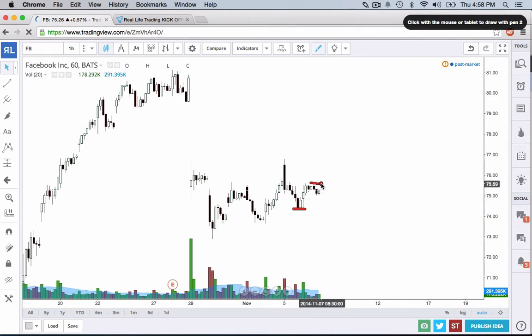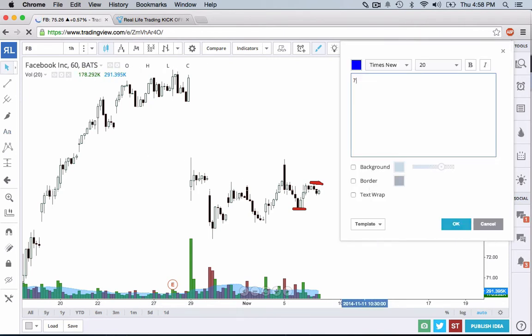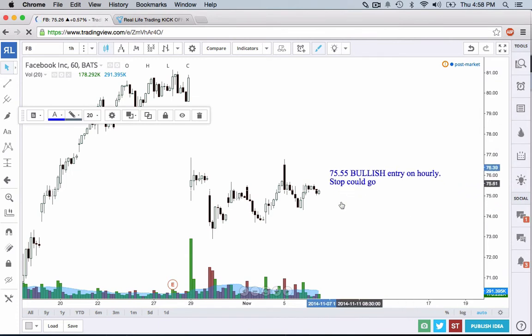So right about here, if we start breaching this price point, which is about 75.55, let me go ahead and just type that in here for us. 75.55 bullish entry on hourly. Stop could go, and this is where it's going to get interesting. So basing it on the stop, we can really base this on either the hourly chart or the daily chart, depending on how long term you want to trade Facebook. We could place the stop here, we could place the stop here, or we could place the stop here, which is probably where I'm going to place that stop.